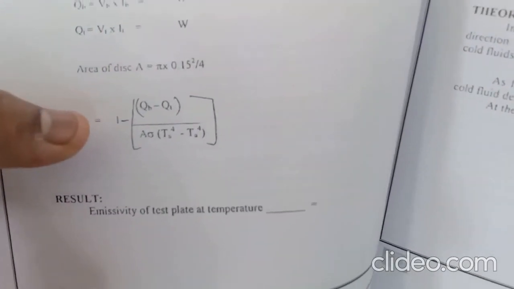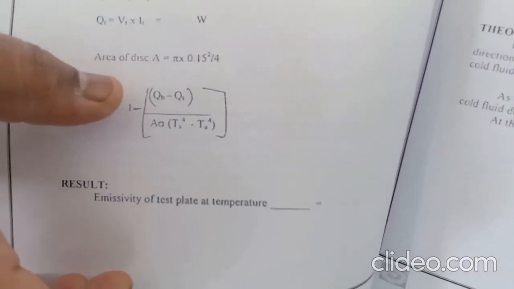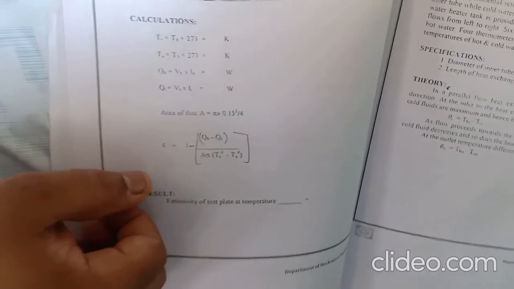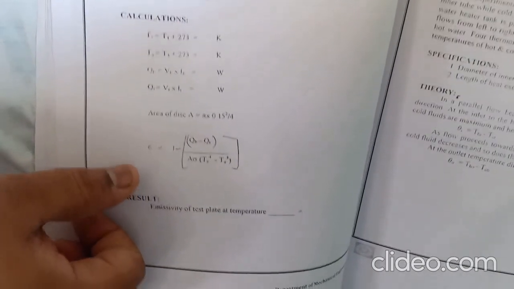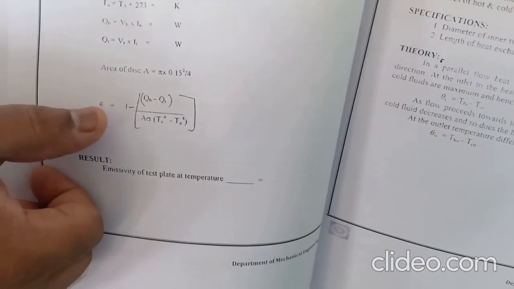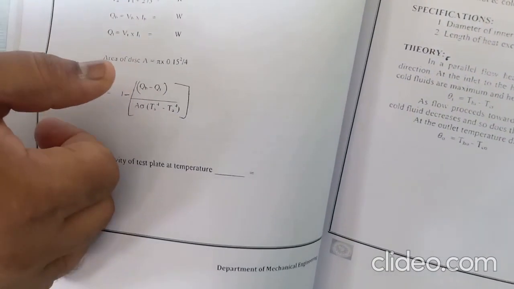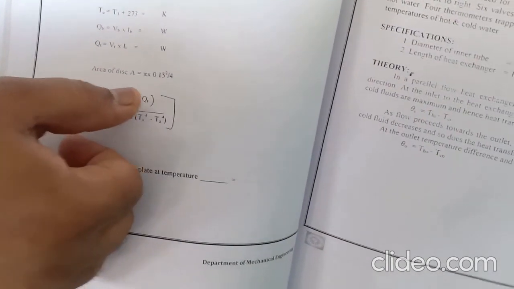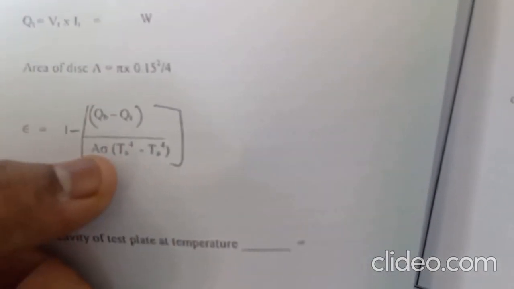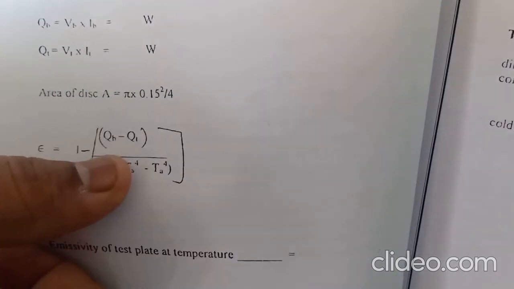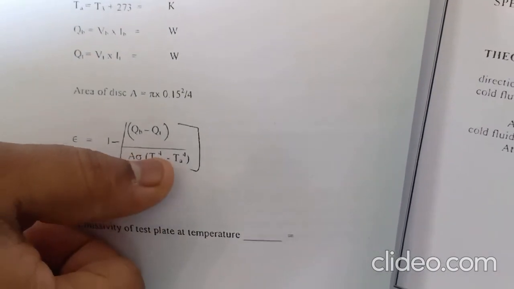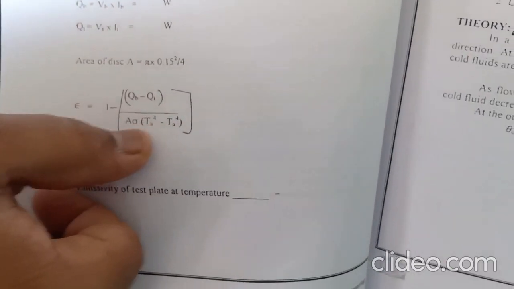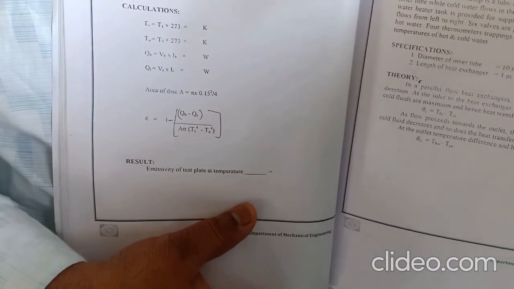To calculate the emissivity of the body, epsilon is equal to 1 minus (QB minus QS), where QS is the test surface, divided by A into sigma into (TB to the power of 4 minus TT to the power of 4). So these two temperatures we have to consider. This is how we calculate the emissivity. You should understand that it should always be less than 1. This is the way of conducting the experiment.